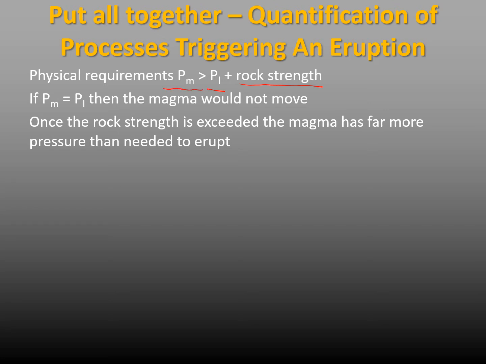So in order to get an eruption, your magma pressure has to be greater than the lithostatic pressure and the strength of the rock. It has to be enough to move up, but it also has to have enough pressure to break the rock. What if the rock's already broken? Then it's easier for it to move, isn't it? So we're going to use this little equation to figure out how to make a volcano erupt.